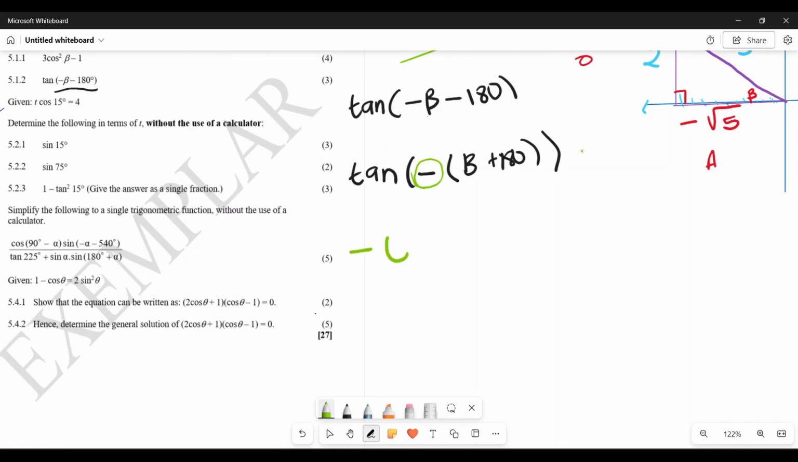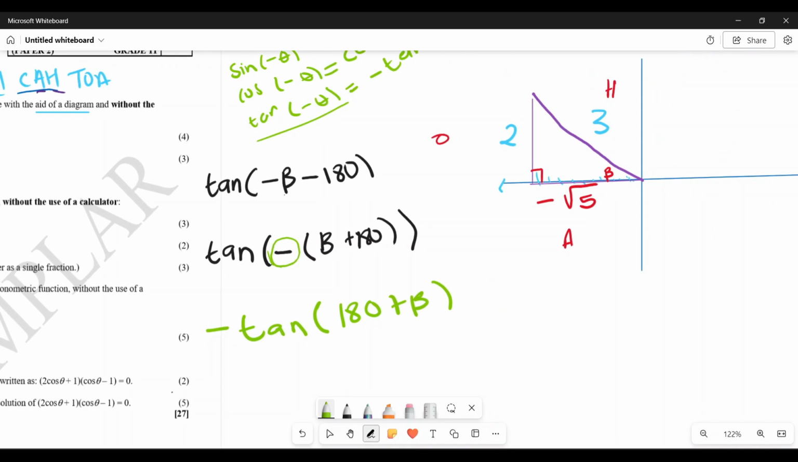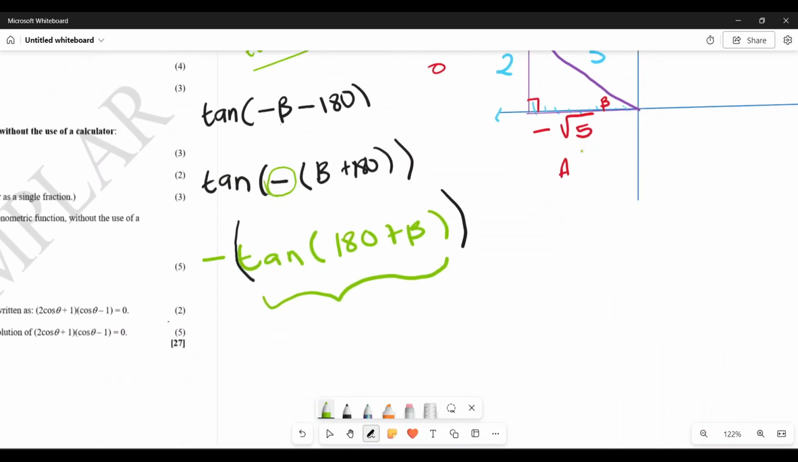So minus, remember this minus here, it's multiplying to this tan. And inside your bracket, you have 180 plus b, or you could write it as b plus 180, either way, right? So I want you to note something. So this minus is multiplied to that, right? So now let us focus on this bracket here, which is multiplied to your negative.